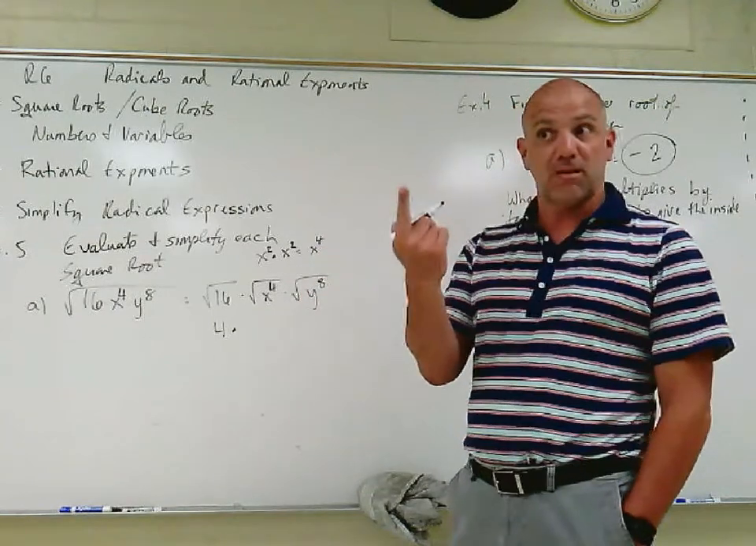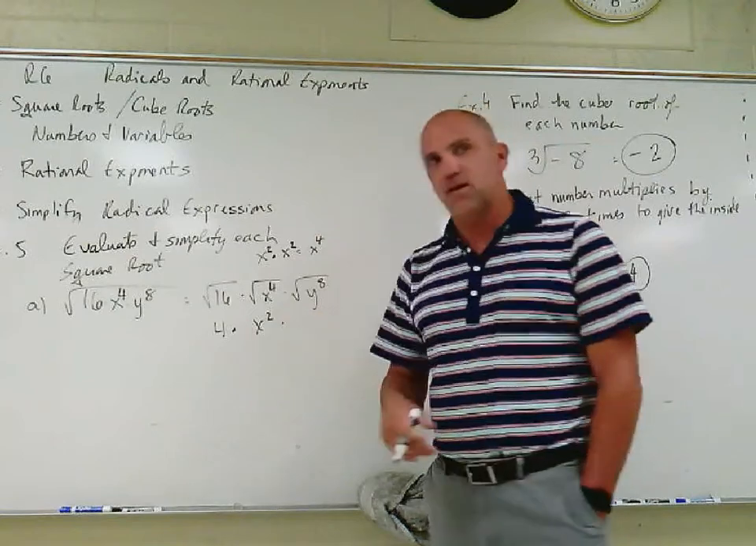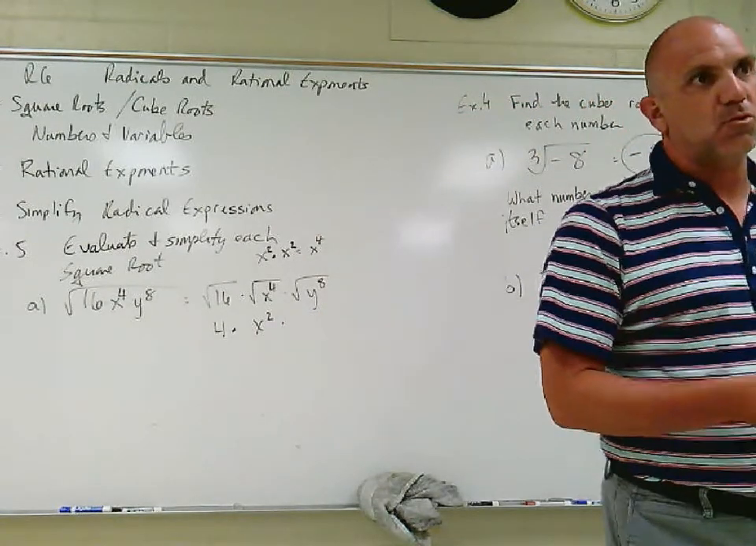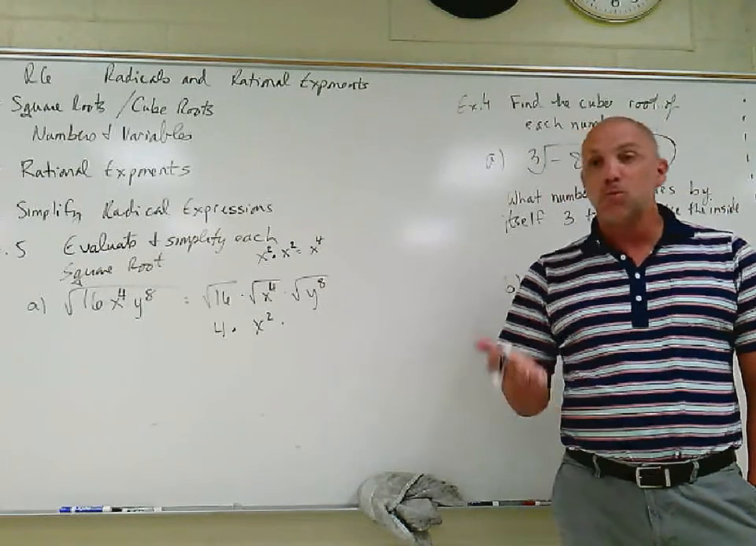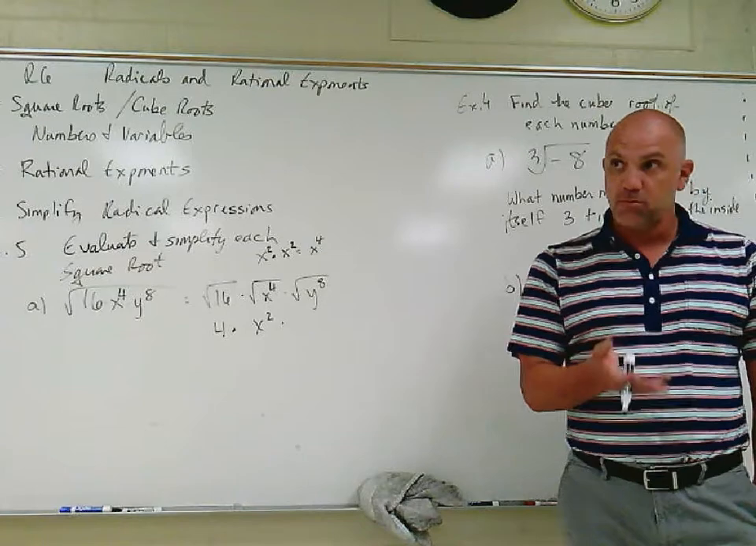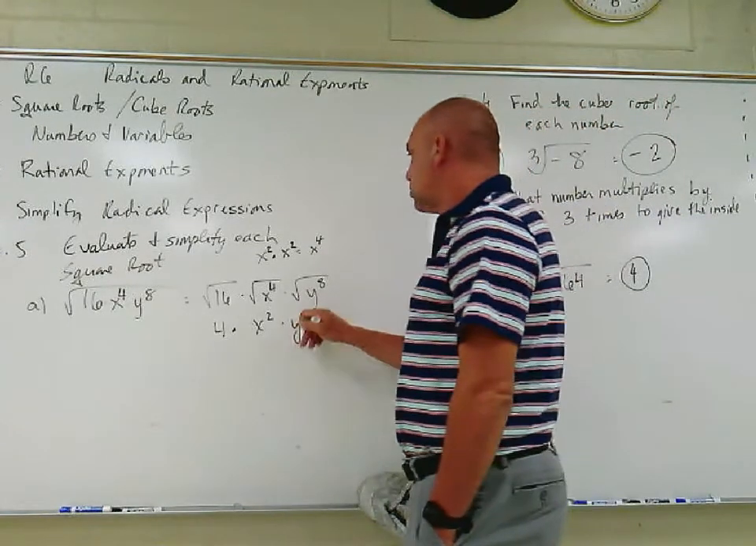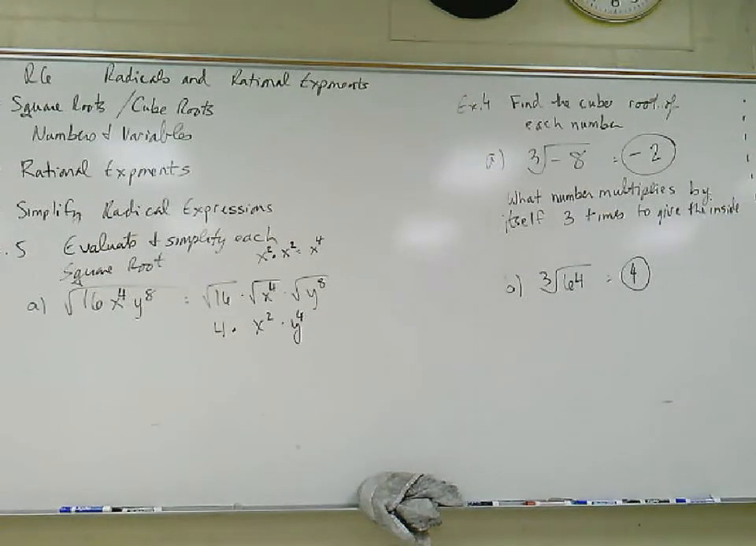I'm going to show you another way to think of it too in just a second, okay? So with that thinking, for the square root of y to the 8th you're asking yourself, y to the what times y to the what gives y to the 8th. It should be y to the 4th, okay?